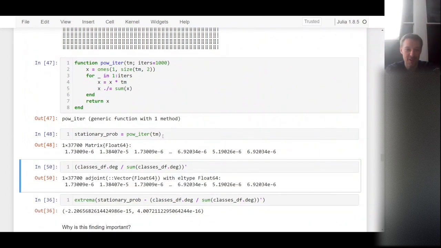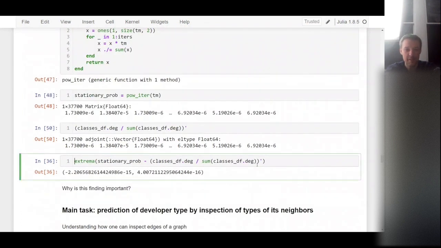And if I do this, we can see that those are exactly or almost exactly the same values. Actually, if I take a difference of those two values and compute their extrema, we can see that this is a super small number, and 10 to the power of minus 15 is the numerical precision of floating point operations. So we can see that up to the precision of the computations, we get exactly the same result.